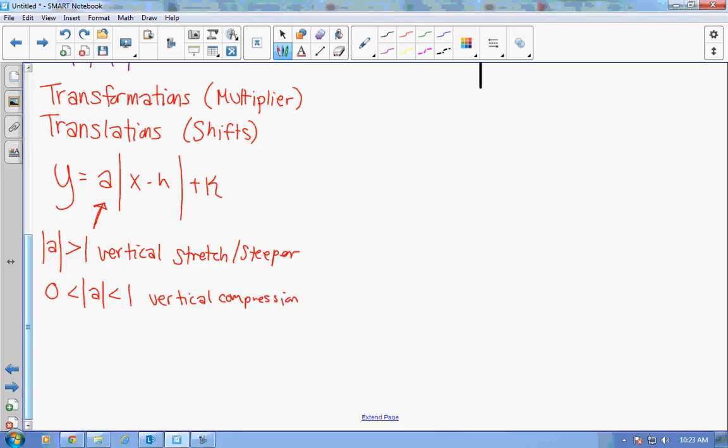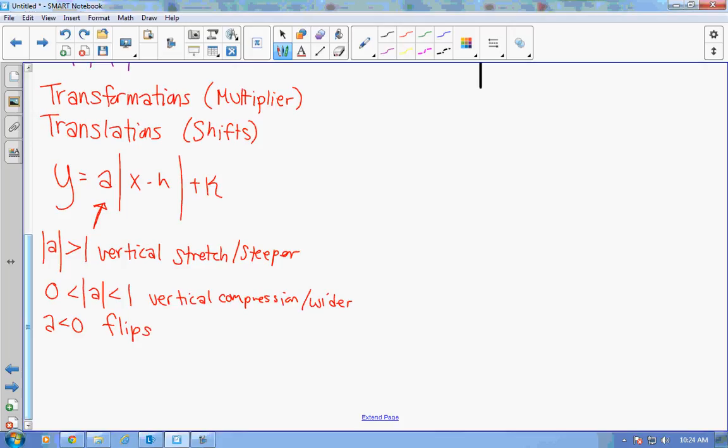When you compress, it oozes out the side, so the arms come down and it looks like it's getting wider. And lastly, A can be less than 0, which is negative. What happens when the graph is negative? It flips. So it does the exact same thing that all the quadratics do.